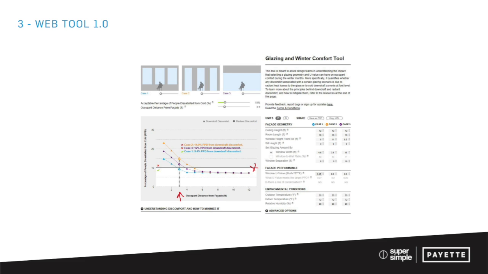There's a couple of sliders up here. The top slider allows you to set your threshold for comfort. You can say, I want no more than 20 people dissatisfied, or 10 people, whatever that threshold might be. So you can slide that and choose it for yourself. We have it at 10%, which is what we were talking about earlier.